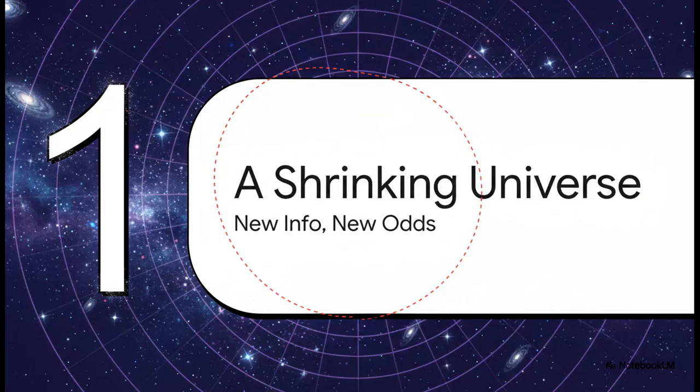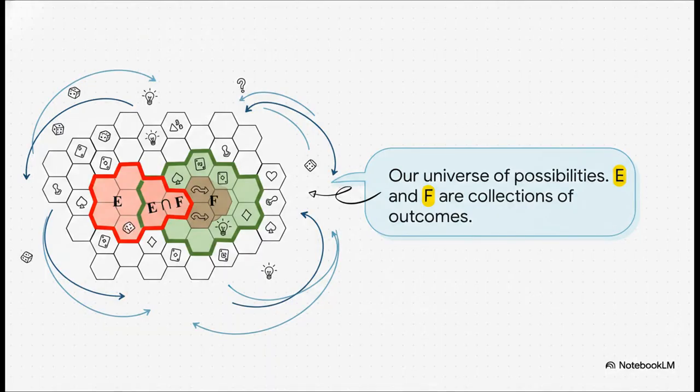Okay, the best way to really get a grip on this is to picture it. Don't think about formulas, not yet. I want you to imagine probability as this giant universe of possibilities. And with every new piece of information we get, that universe shrinks. So here's our starting point. This whole grid of hexagons, that's everything that could possibly happen. It's our entire sample space. You've got the red area, event E, and the green area, event F. Right now, in this moment, anything's on the table.